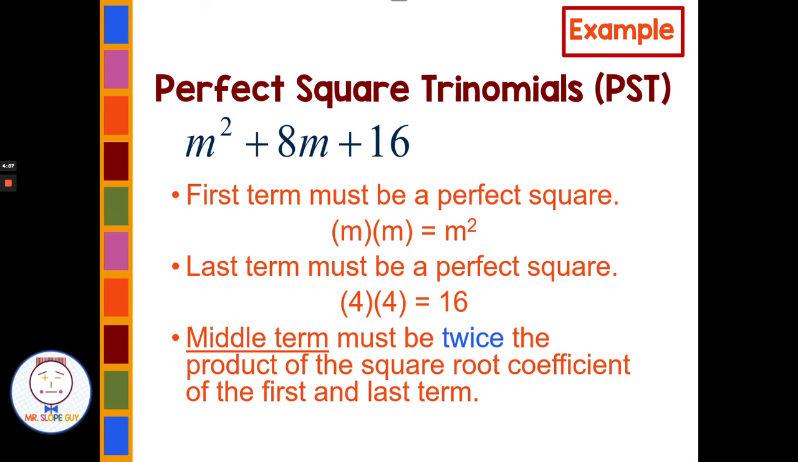So since we've determined it's a perfect square trinomial, easy to factor. Square the first, which is m. Square the last, which is 4. And then the sign of the middle, in parentheses, squared.